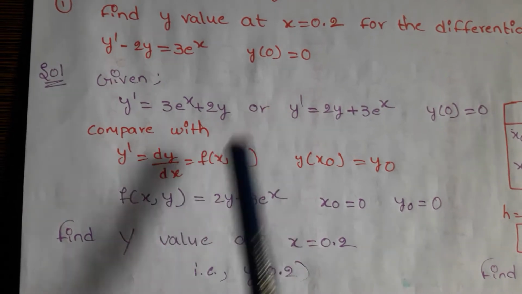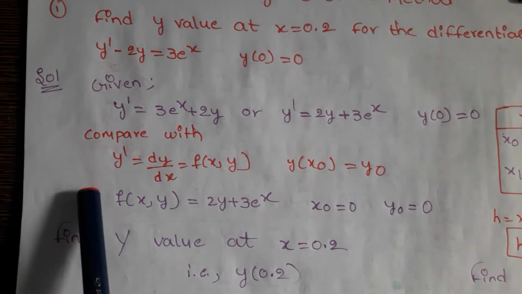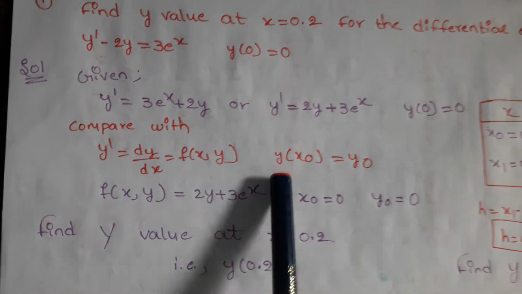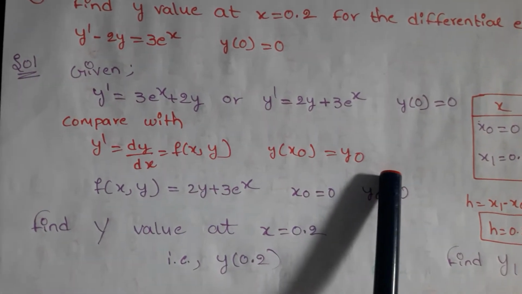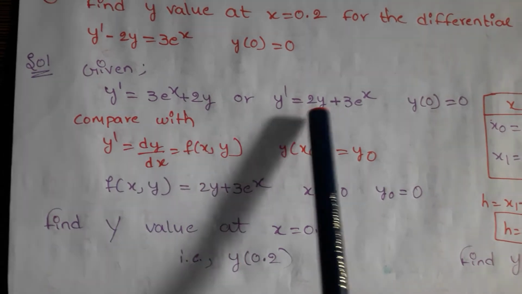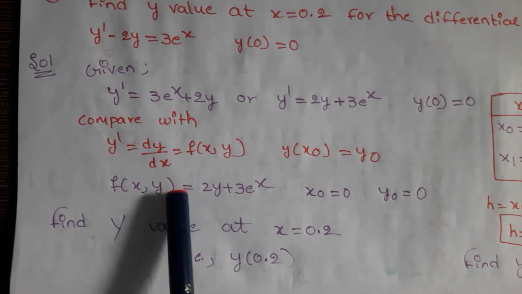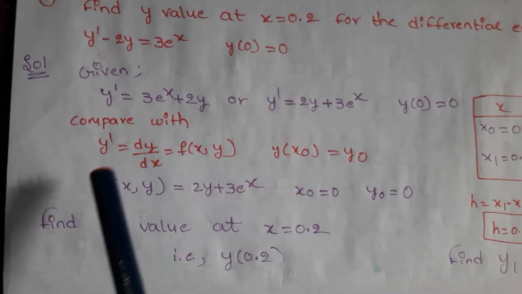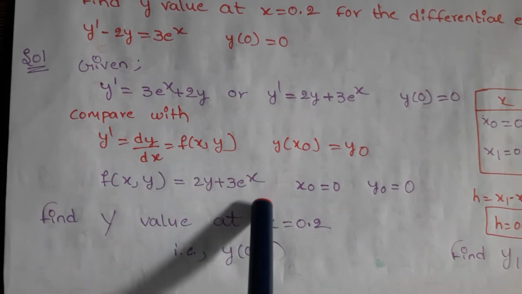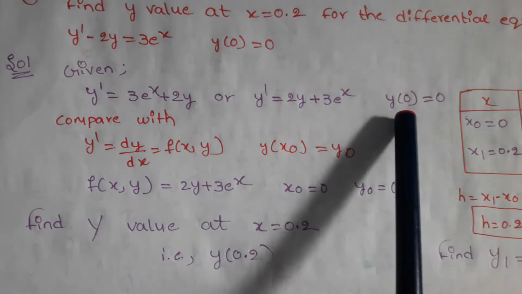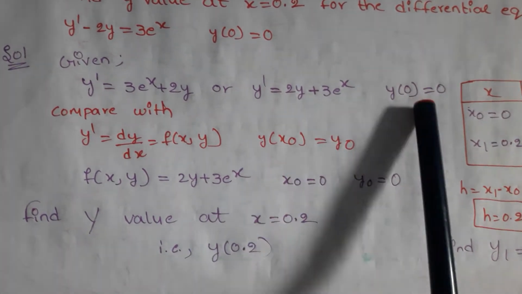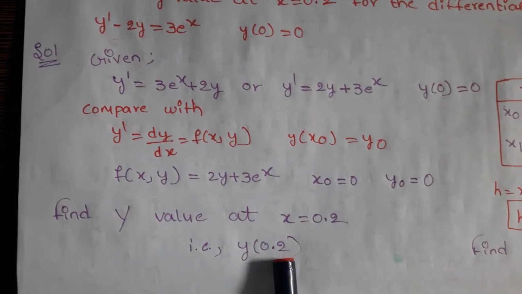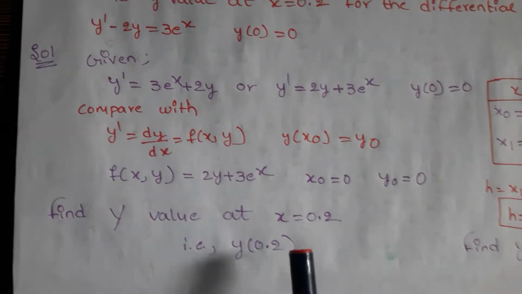So compare this with the general form of the equation: y dash equals dy by dx equals f of x comma y, and y of x0 equals y0. By comparing these two equations, in place of f of x comma y we have 2y plus 3 e power x, or 3 into e power x plus 2y. In place of x0 we have 0, x0 equals 0. In place of y0 we have 0. So we need to find y value at x equals 0.2, y of 0.2.